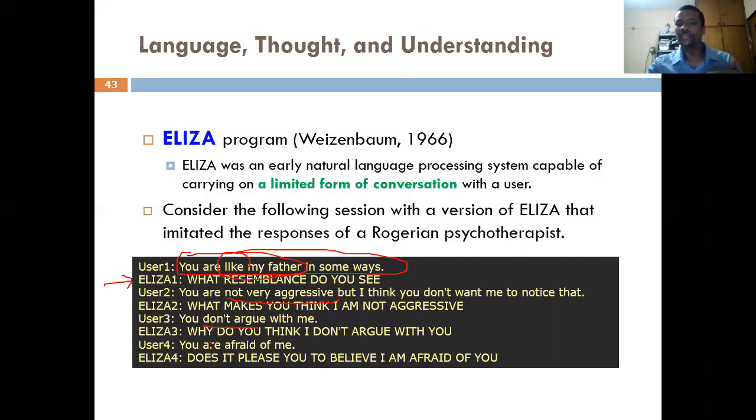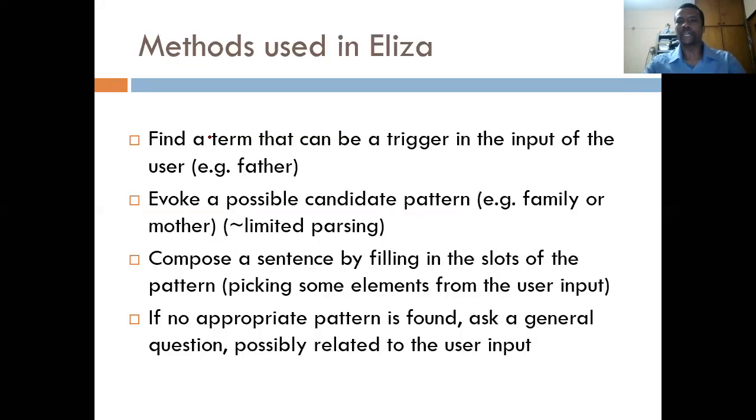Then the person says, you are afraid of me. Then the machine says, does it please you to believe that I am afraid of you? Mind you, it's a language game. And in such kind of conversation, if the person stays with the system for a longer time, it's only because that person thinks he's talking to a psychiatrist. And in this way, you can say the machine is intelligent because it fools a human being into not knowing it's a machine. So this is a method of how it works.